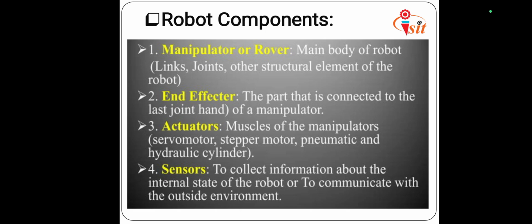Fourth important component of the robot is sensors. Sensors are nothing but transducers which convert one form of signal into another form of signal, and which help to collect information about the internal state of the robot or to communicate with the outside environment. Without sensors, the robot is nothing but a mechanical element only. By providing different types of sensors like temperature sensor, pressure sensor, position sensor, etc., we can get different information about the environment or the robot. So that's why sensors play a very important role in robotics.